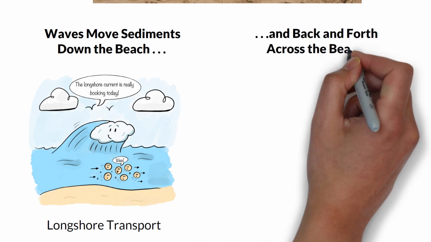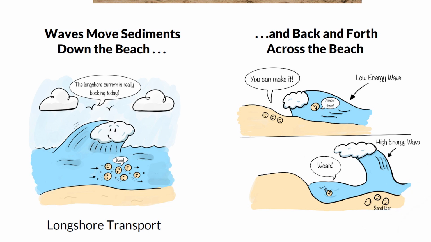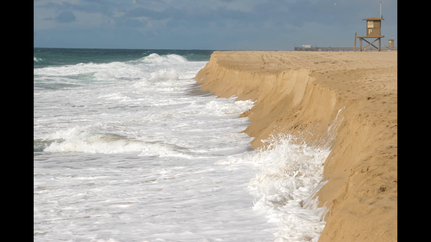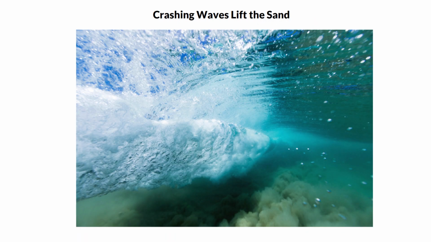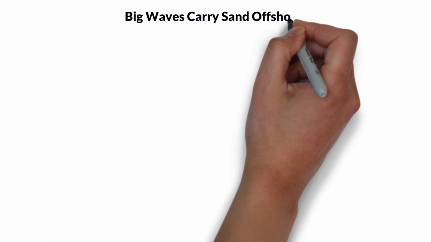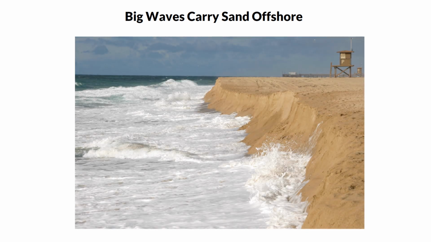Waves also move sediments back and forth along the beach face. The back and forth motion of sediments up and down the beach face is called cross-shore transport. Both longshore and cross-shore transport are important in supplying sand to and removing sand from a beach. First, breaking waves exert force on the seafloor and lift its sediments. High-energy waves, the big ones, drag more sand backward than forward. They carve out beaches.